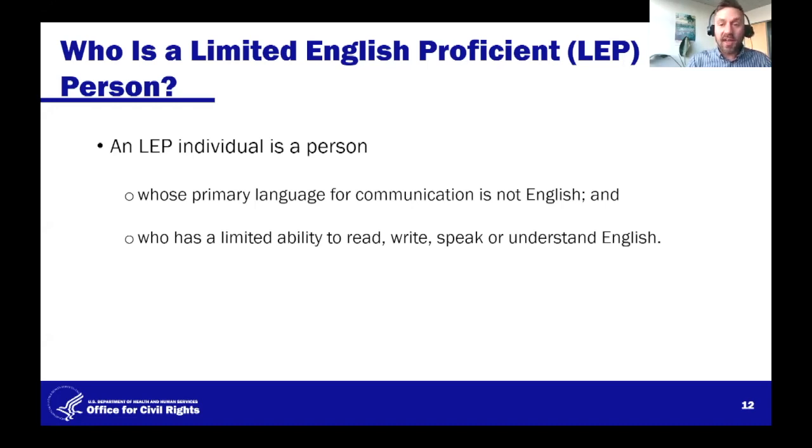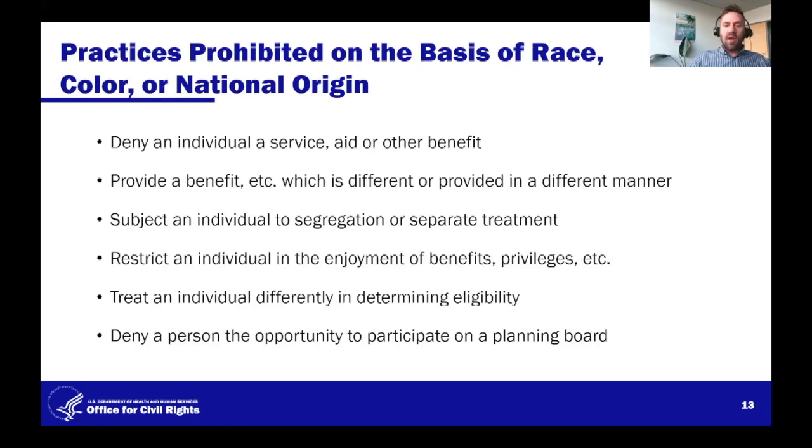So OCR's language access regulations protect limited English proficient, or LEP, individuals. An LEP individual is a person whose primary language for communication is not English and who has a limited ability to read, write, speak, or understand English. Under federal law, a covered entity may not delay or deny effective language assistance services to LEP individuals or require an individual to disclose their citizenship or immigration status.